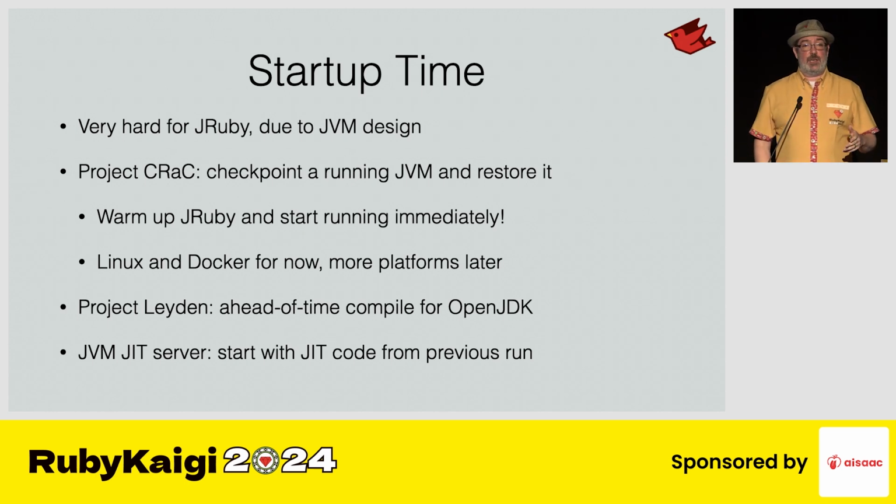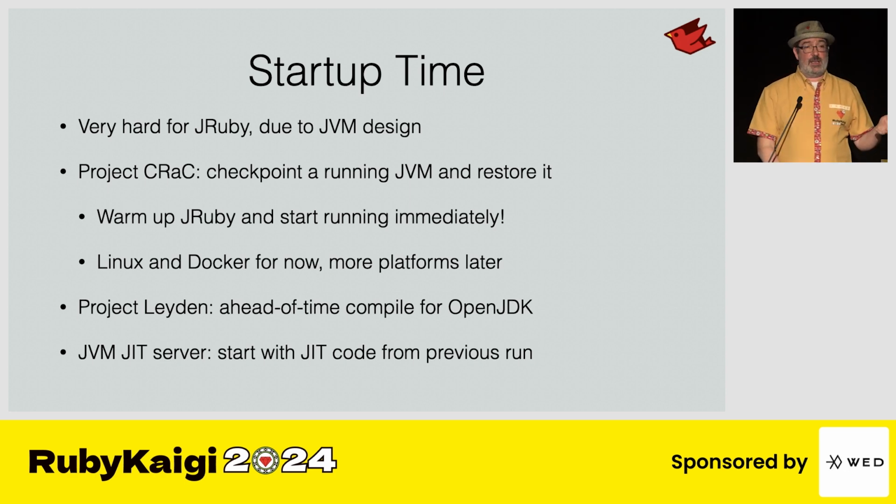The idea here is that you can warm up a JRuby instance and get all of that code optimized and then save an image of it. Subsequent runs will start up almost immediately, and we can start to compete with JRuby performance. We're also looking at Project Leiden, which is going to bring ahead-of-time compilation to OpenJDK without breaking all of the dynamic features that JRuby needs.